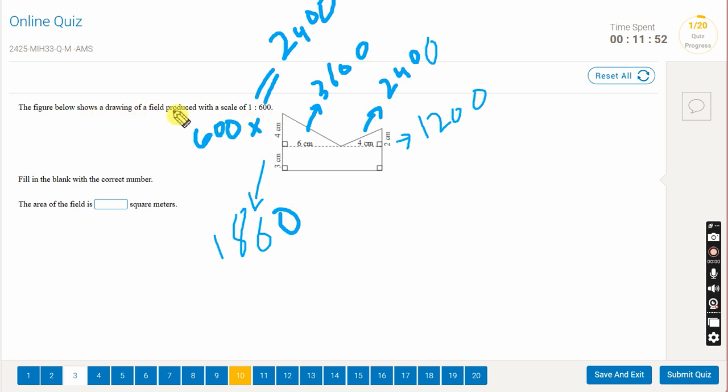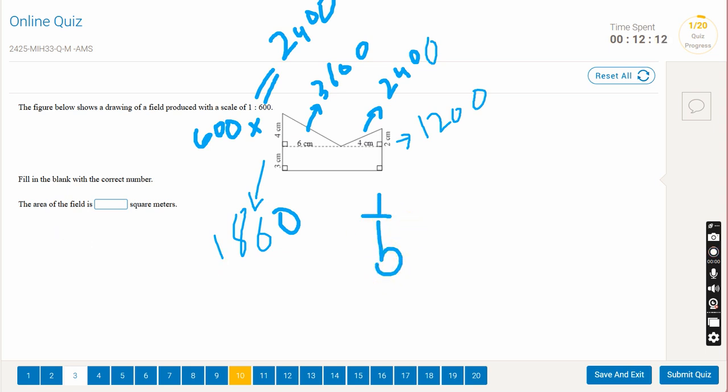Figure below shows a drawing of field produced with a scale of 1 to 600. They want you to find the area of all of these. You know, previously we've mentioned as well, what is the area of this? The area of this is half base times height, right? Now, if it's half base times height, what will you do here? Half base times height, you will calculate for the first one.